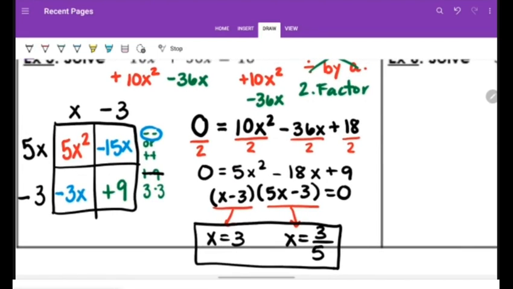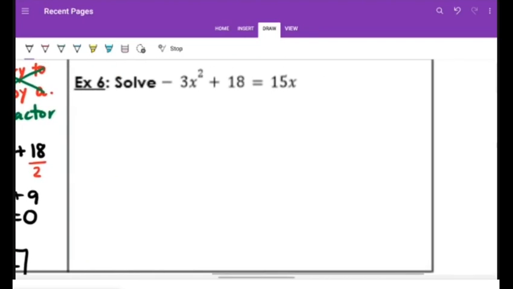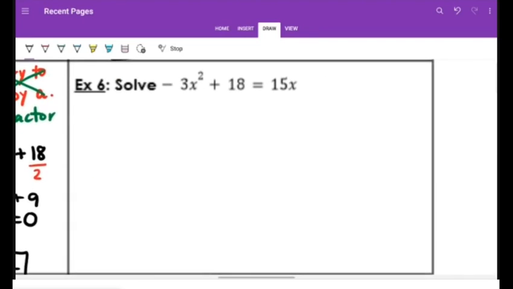One more example to do. Example number 6. In example number 6, we have a similar issue where this is not in standard form equals 0. So we either need to undo the right-hand side or we need to undo the left-hand side. So let's choose wisely. If we undo the right-hand side, we'll be moving the 15x over to the other side, to the left, but then we would still have this negative 3x squared in the front. We do not like to factor with a leading negative. So instead, let's choose to undo in the other direction. So we'll undo the left-hand side.